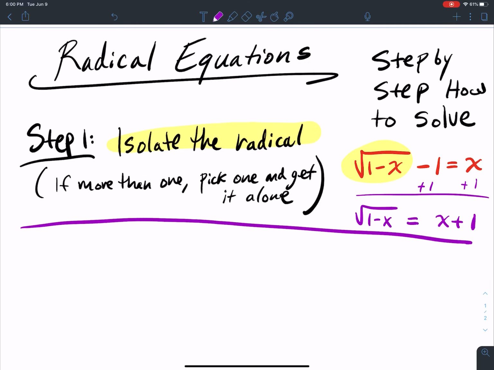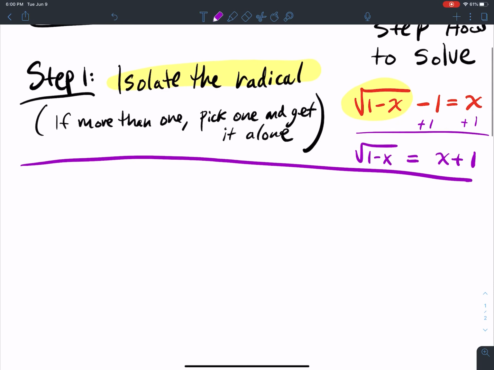So step one, isolate the radical, all right? If there's more than one radical, you just pick one of the radicals, get it by itself, and that's what you do to isolate it. That's what this second piece here was saying. Step two.